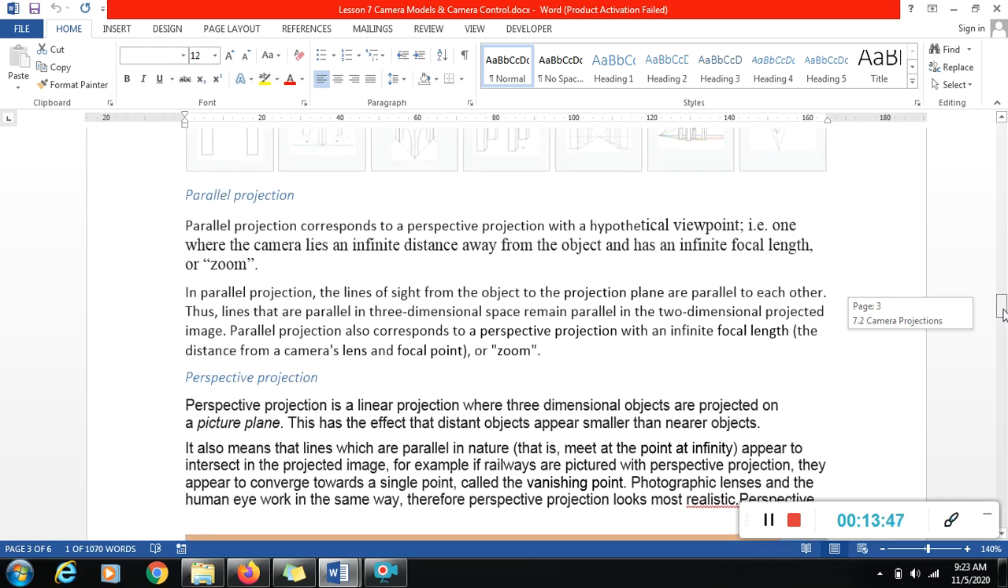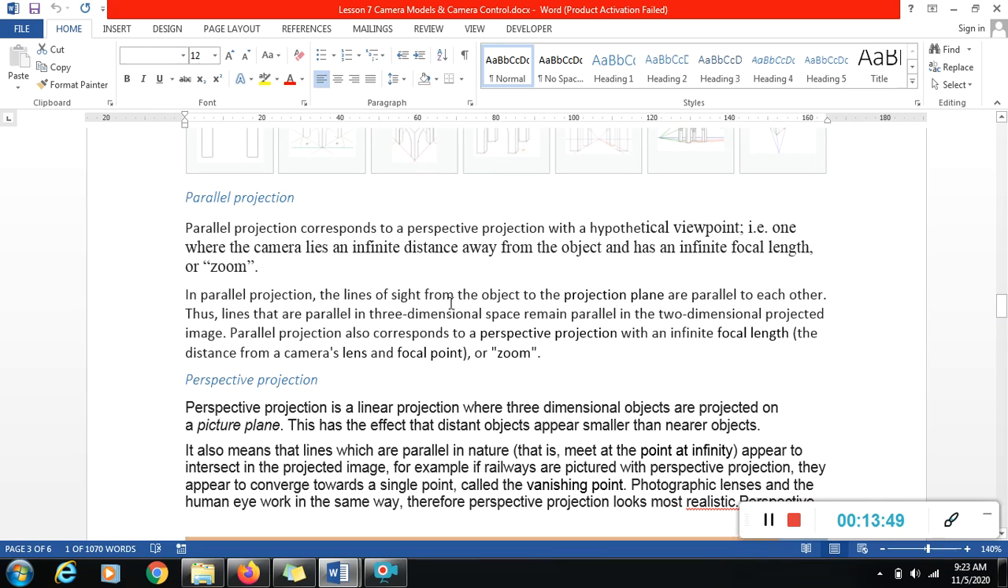What about parallel projection? Parallel projection corresponds to a perspective projection with a hypothetical viewpoint, that is, one where the camera lies an infinite distance away from the object and has an infinite focal length or zoom. In parallel projection, the lines of sight from the object to the projection plane are parallel to each other. Thus, the lines that are parallel in 3-dimensional space remain parallel in the 2-dimensional projected image.